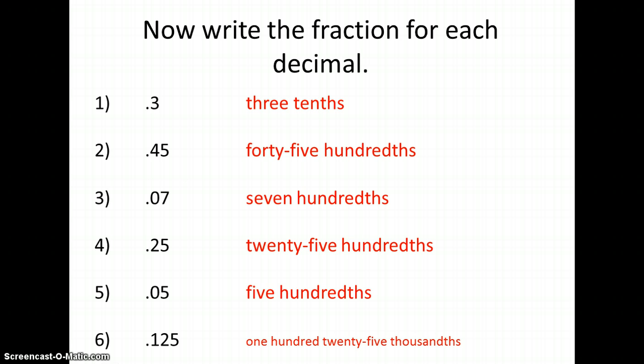Now, let's write the fraction for each of these decimals. And the fraction is written the exact same way I would read each decimal. So 3/10 as a decimal is 3/10 as a fraction, written 3/10. Number 2, 45 hundredths is written 45/100. Number 3, 7 hundredths is written 7/100. Number 4, 25 hundredths is written 25/100. Number 5, 5 hundredths is written 5/100. And number 6, 125 thousandths is written 125/1000.